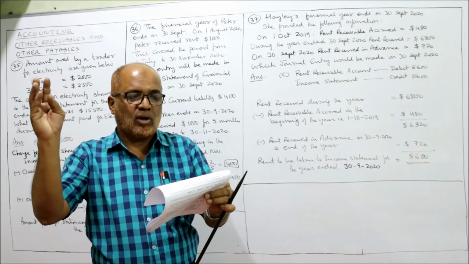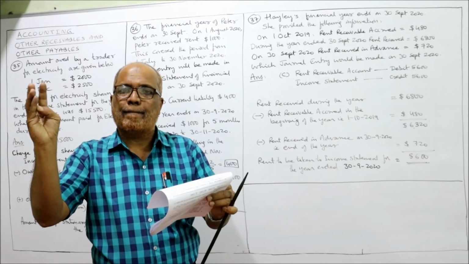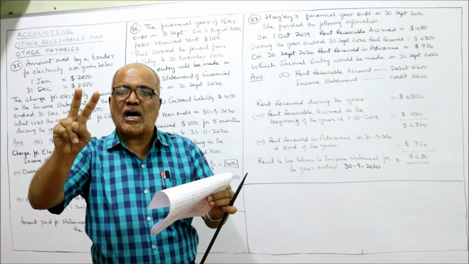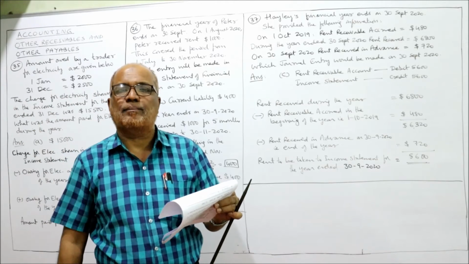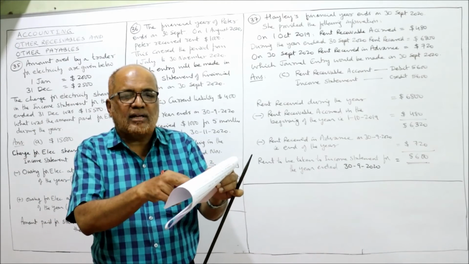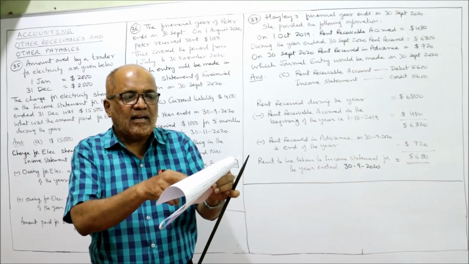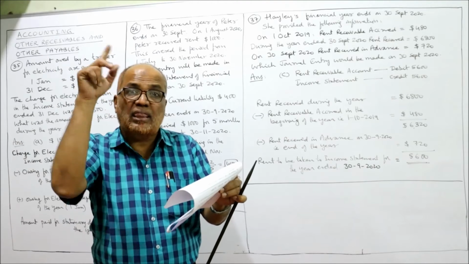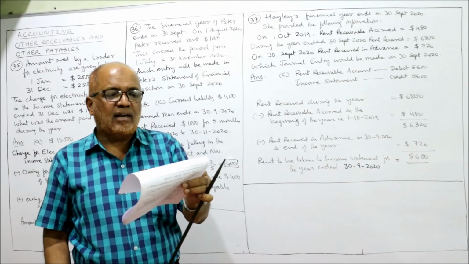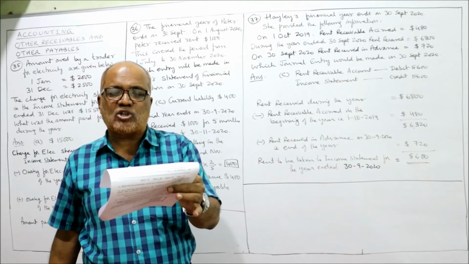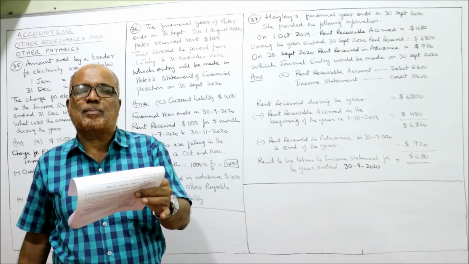After September, the next ones are October and November. So 2 months are falling in the next year. We are closing the accounts on 30th September, but this rent is covering up to 30th November. Which entry will be made in Peter's statement of financial position on 30th September?